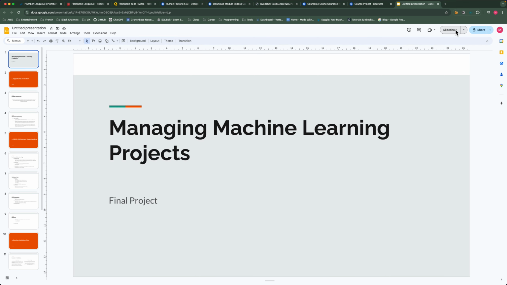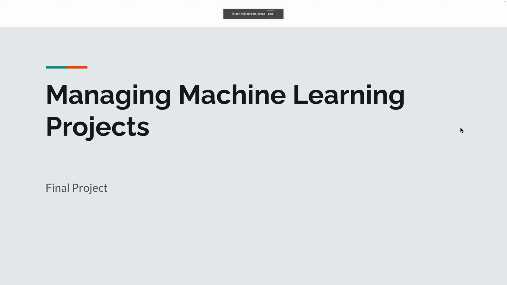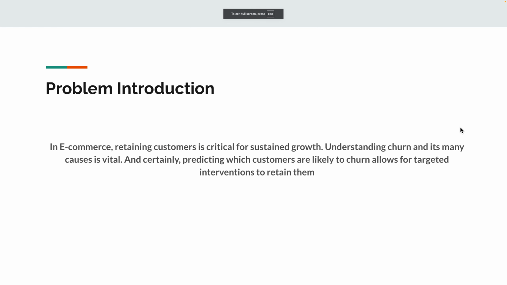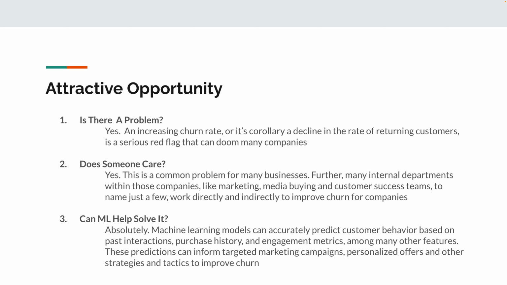So, starting things off here. The opportunity evaluation. So the problem introduction is in e-commerce, retaining customers is very critical for sustained growth. So understanding churn, which is the rate at which customers leave your product, and its many causes is vital. And certainly predicting which customers are likely to churn allows a company to make targeted interventions to retain them through any host of different solutions, right? So why is this an attractive opportunity?